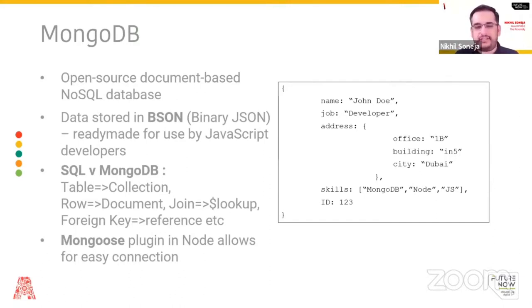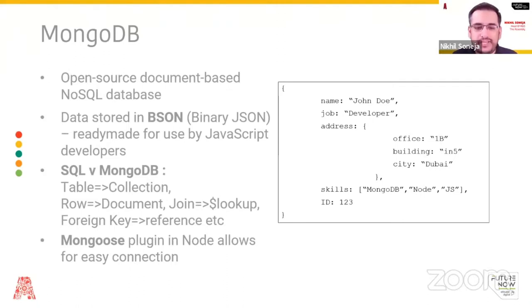In SQL, or in general any traditional relational database, what you call tables would be called collections in MongoDB. What you call rows would now be called documents. And similarly, in SQL you have joins when you want to do queries to merge data, and there's a dollar lookup in MongoDB, which does that. We're not going to cover all this. We're not going to look at dollar lookup and foreign key references. But it's important to know these are the analogs. So foreign key becomes a reference. A lot of the concepts are there.